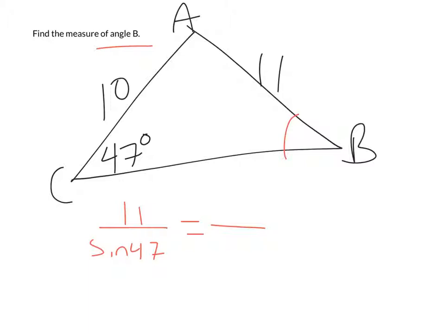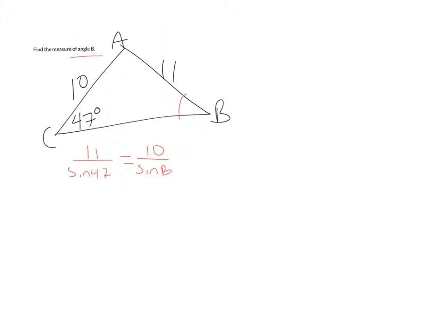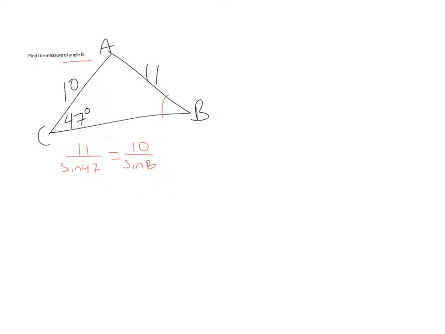So then what is going to happen in that second proportion? What over what? Allie? Not sure. John? You have 10 over sine B. Perfect. 10 over the sine of angle B. So my initial process will be the exact same, where we cross multiply. So we'd have 10 times the sine of 47 equals 11 times the sine of B.